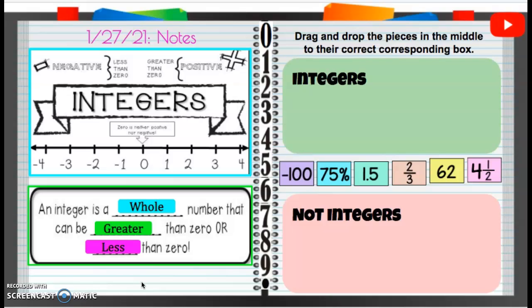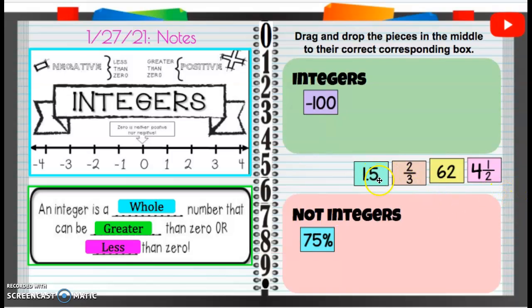So let's see, an integer, a whole number that's greater than or less than 0: negative 100. That is going to be an integer. So we are going to click and drop this into our integer box. The next one, 75%. A percent is not an integer, so we're going to put that in our not integers.